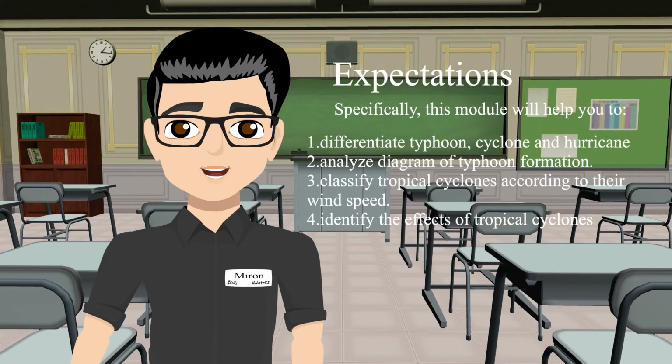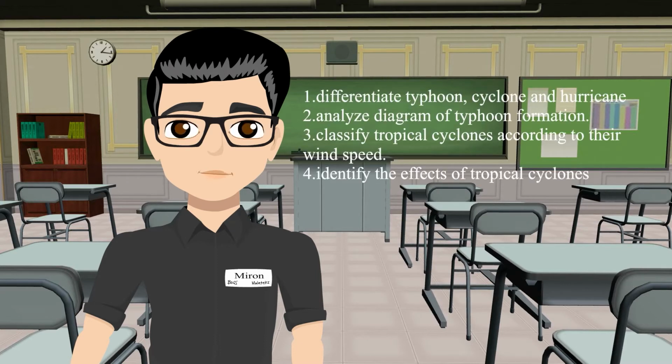Specifically, this module will help you, first, to differentiate typhoon, cyclone, and hurricane. Number 2 is to analyze a diagram of typhoon formation. Number 3 is to classify tropical cyclones according to their wind speed. Number 4 is to identify the effects of tropical cyclones.